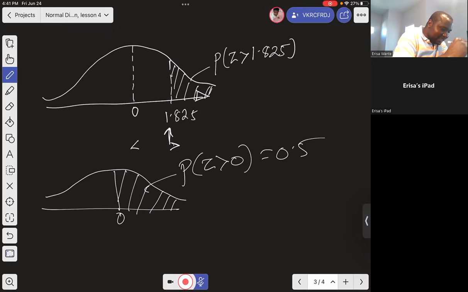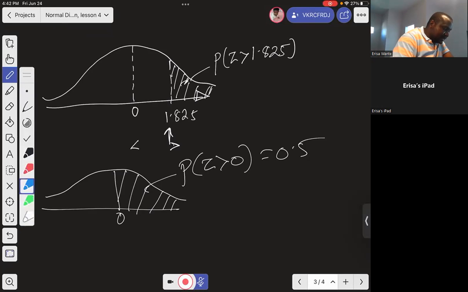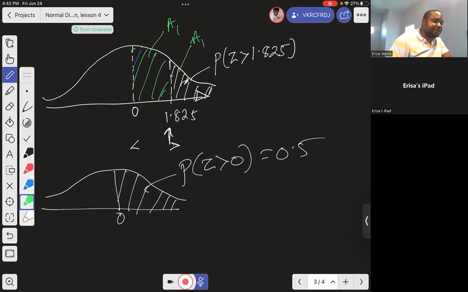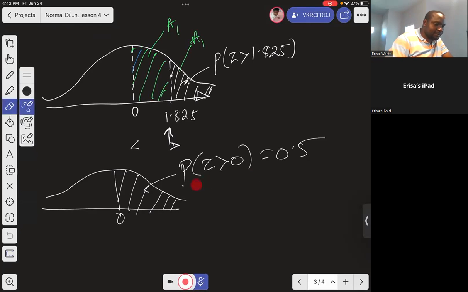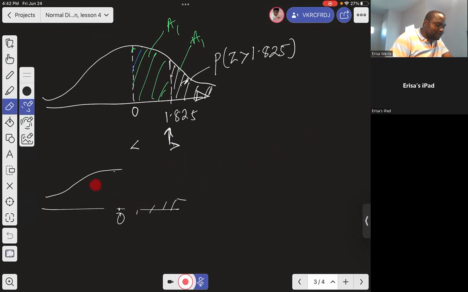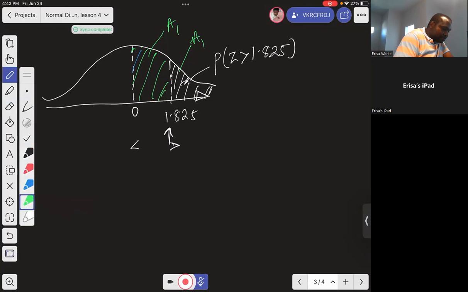So how do I use that? Since I need this area here, I know that if I color this other area green, the area in green, which is area 1, and this area 2 sum up to 0.5, because 1/2 of the normal curve is 0.5. So this is what you do, find that probability using this other table that reads from 0 up to a particular value of Z.